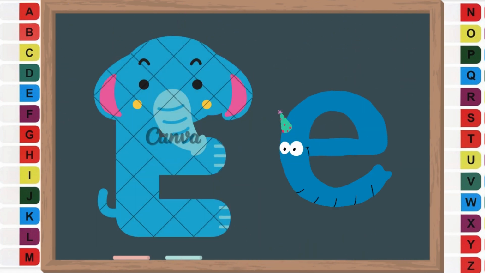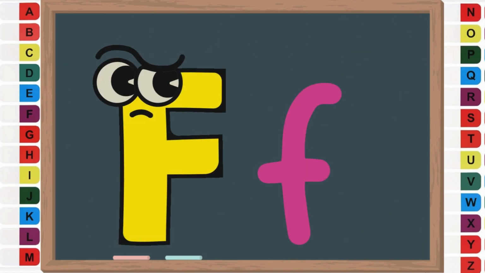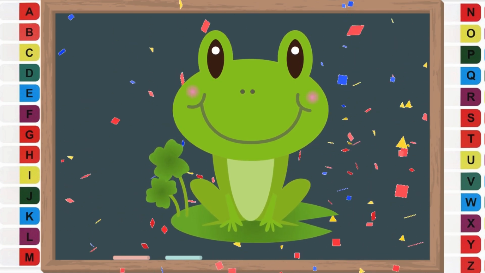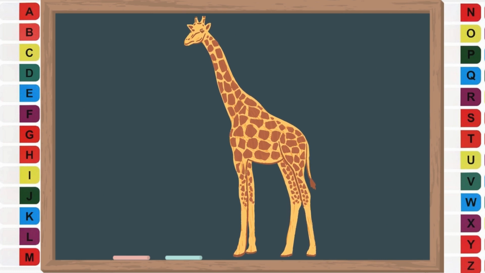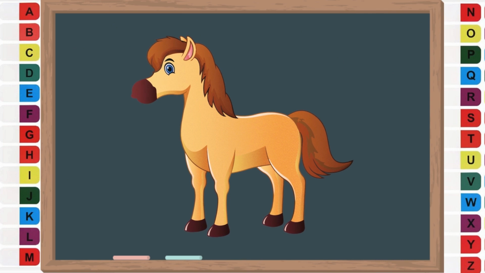E. E is for elephant. F. F for frog. G. G for giraffe. H. H for horse.